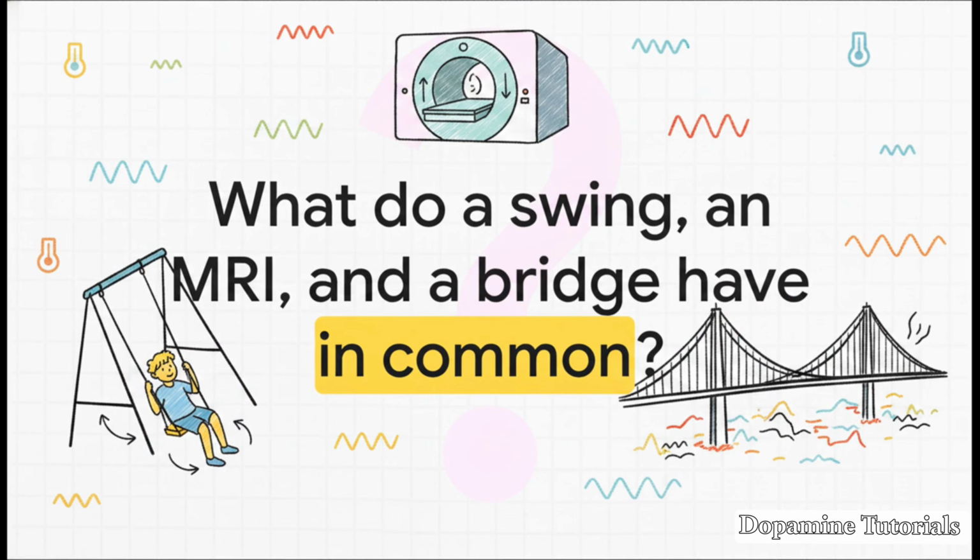So let's start with a bit of a brain teaser. What do a playground swing, a high-tech MRI machine, and a collapsing bridge all actually have in common? I mean, on the surface, absolutely nothing. One's a kid's toy, one's a marvel of modern medicine, and the other, well, that's a catastrophic engineering failure.